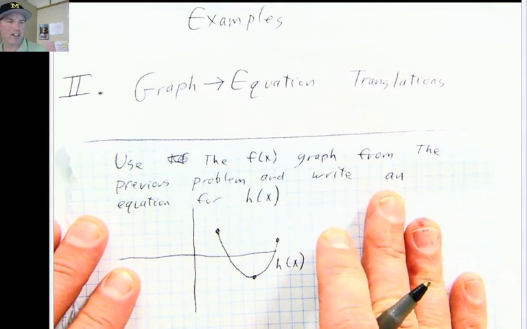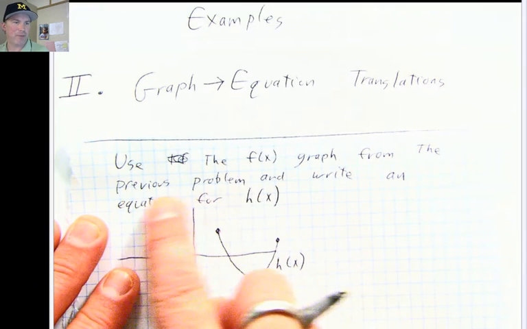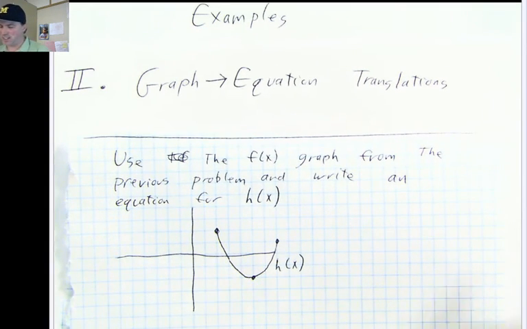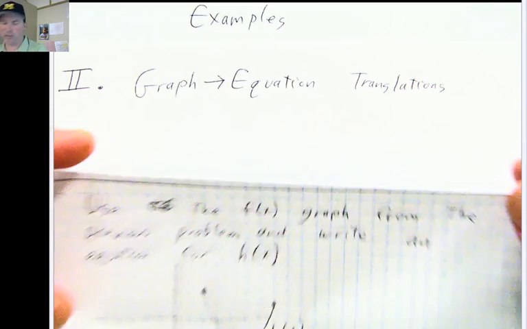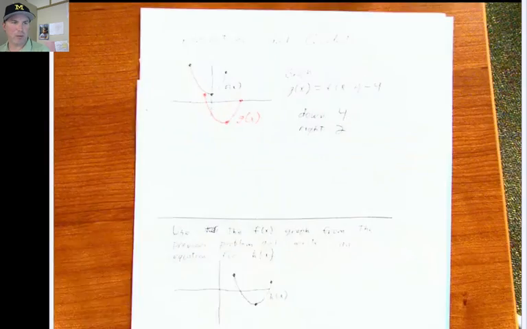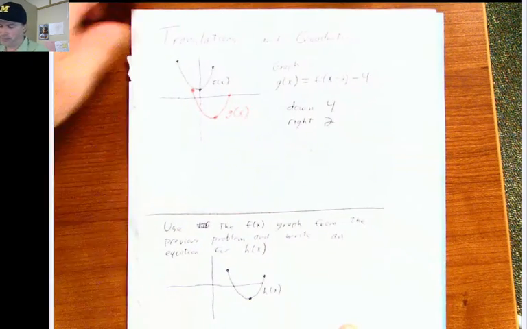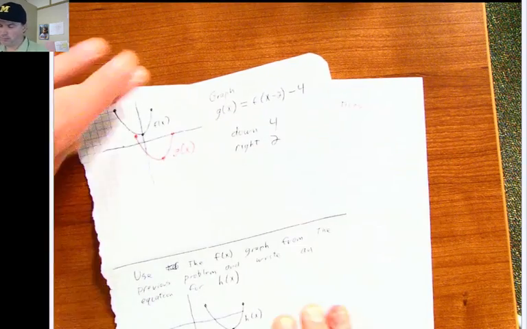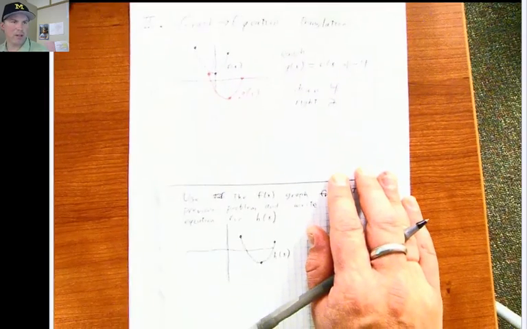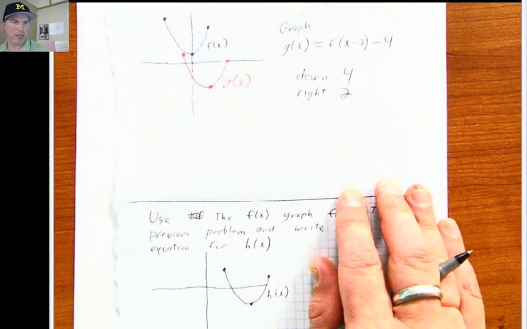It says, use the f of x graph from the previous problem and write an equation for h of x. So you need to be able to compare your h of x and f of x graphs. So let me actually unfold this paper. I'm going to use my original f of x graph, and I'm trying to zoom in here so it can be useful to you.